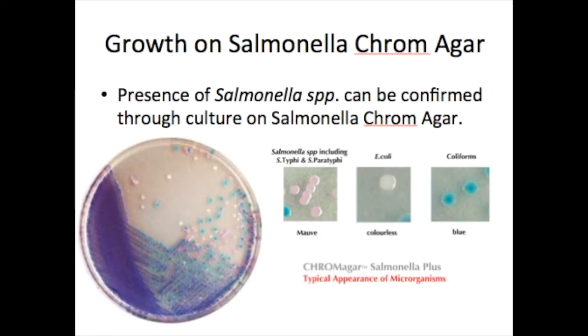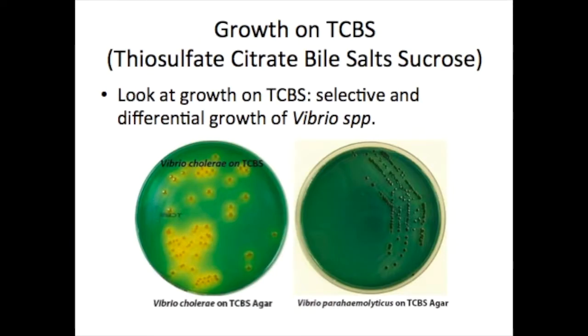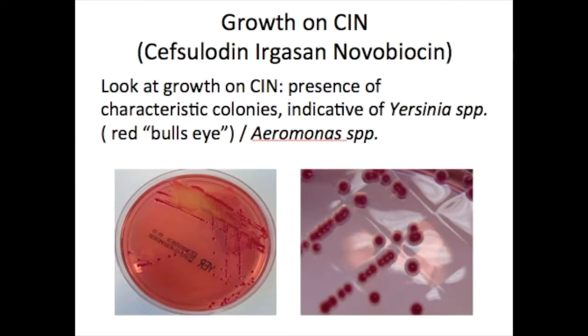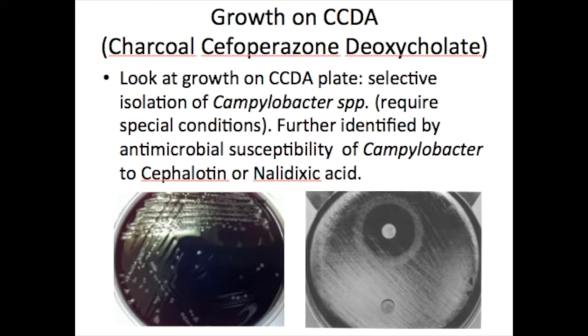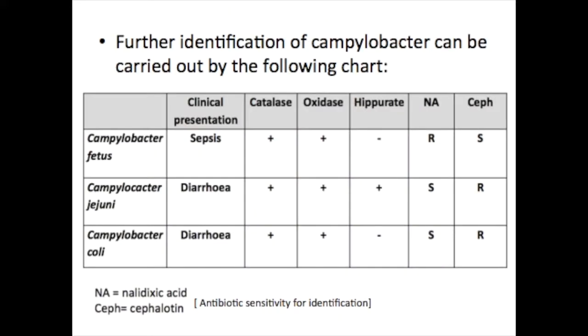Salmonella can be further identified by culturing on chrome agar. TCBS isolates Vibrio species. CIN agar is also known as Yersinia agar, and its characteristic red bull's eye is indicative of Yersinia species. Finally, CCDA is the isolation medium for Campylobacter, which can be further identified by antimicrobial susceptibility test. Campylobacter can be identified by the following chart.